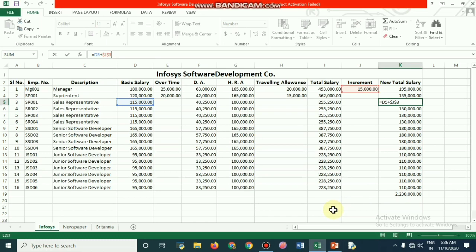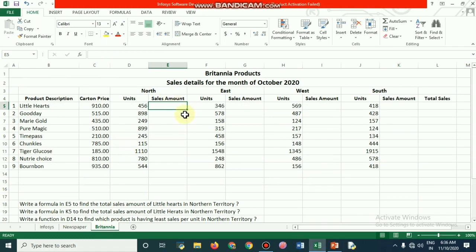This is known as absolute cell referencing. But in the usual case, in the Britannia products, etc., if you put a formula here equal to C5 into D5, press enter, and if you copy it down, the value fills up here, and you will get the total sales of all the products.